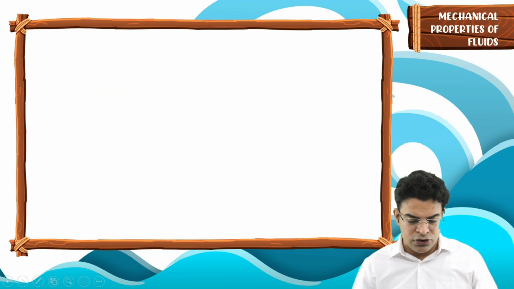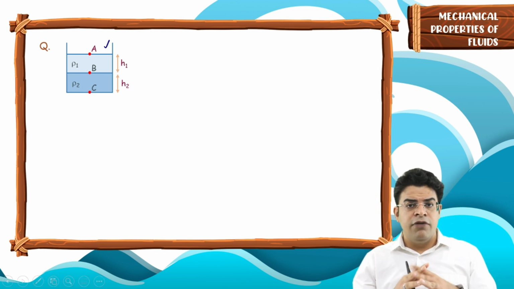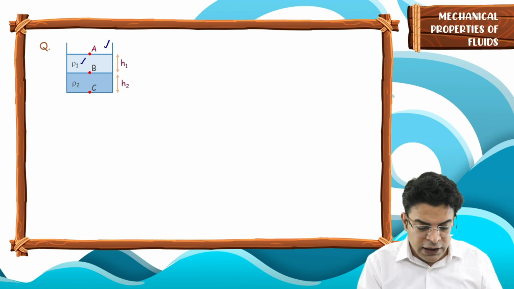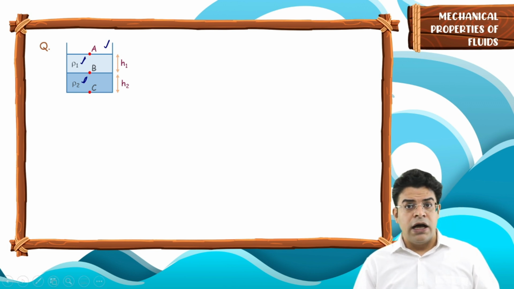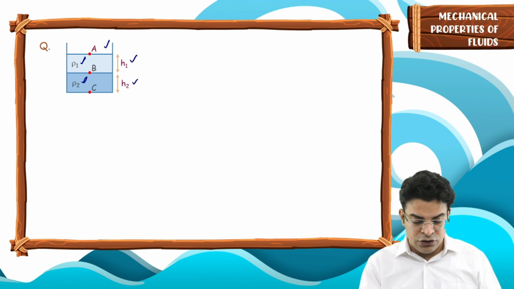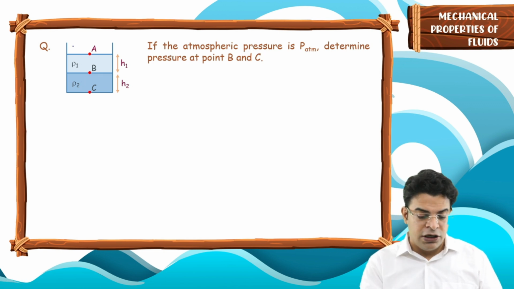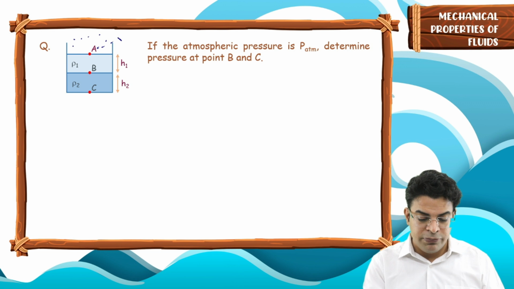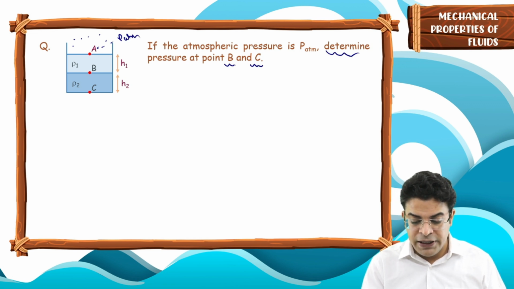Let's see the next question. The question goes like, there is this container in which you have got two fluids. The upper fluid has density ρ1, the lower fluid has density ρ2. The height of the upper fluid is H1 and the height of the lower fluid is H2. If the atmospheric pressure is P atm, that is, the pressure due to the air here is P atm, the question is to determine the pressure at points B and C.